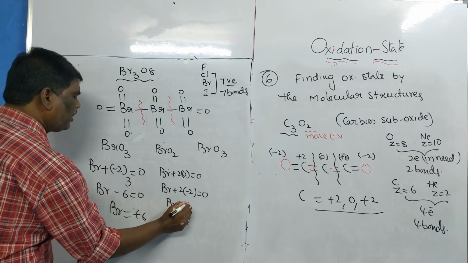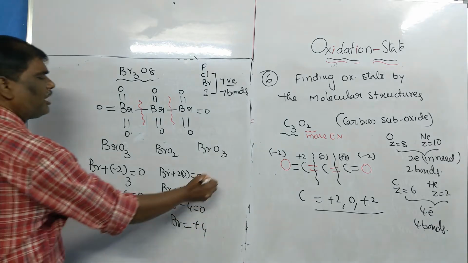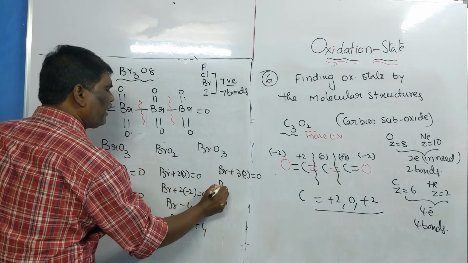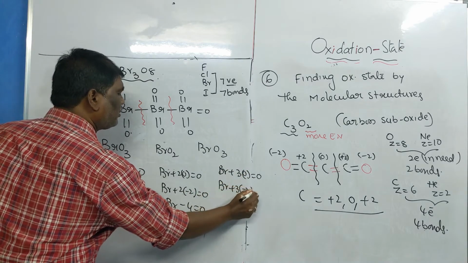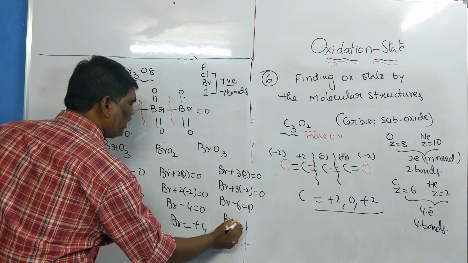Br minus 4 equal to 0. Bromine is having oxidation state of plus 4. Similarly here, 1 bromine and 3 oxygens equal to 0. Bromine plus 3 into minus 2 equal to 0. Bromine minus 6 equal to 0. So bromine oxidation state is plus 6.